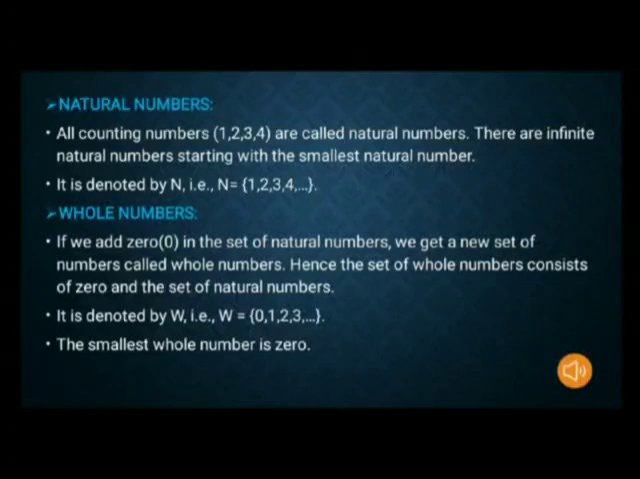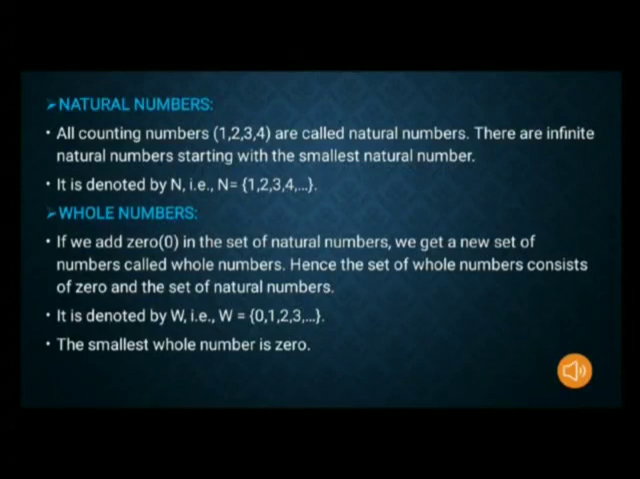Dear students, now let's discuss natural numbers and whole numbers. Natural numbers: all natural numbers 1, 2, 3, 4 and on are called natural numbers. There are infinite natural numbers, starting with the smallest natural number 1. It is denoted by N, that is N equals 1, 2, 3, 4 and on. We use natural numbers to express months in a year, students in a school, the number of trees in a garden, etc.